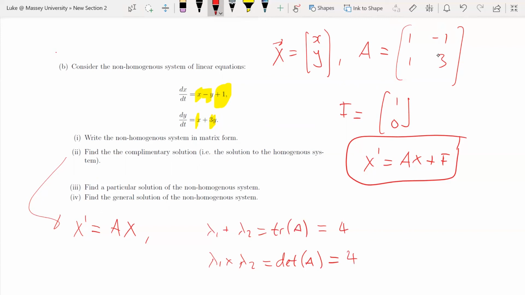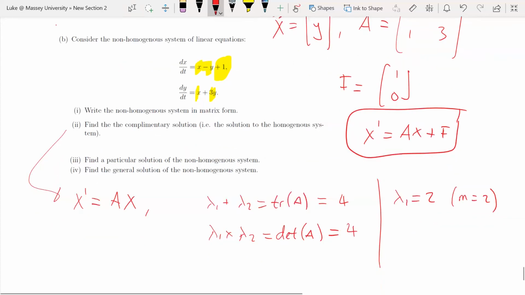Okay, so we need two numbers that add to 4 and multiply to 4. Well, that's probably not too hard to see. That's 2, right? So lambda 1 equals 2, multiplicity equals 2. So now actually we've got a repeated eigenvalue here.